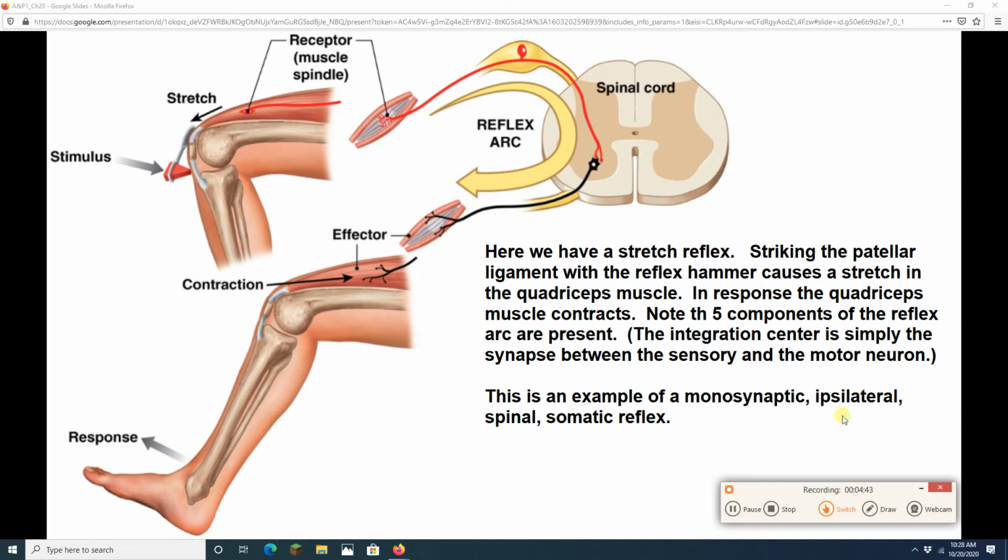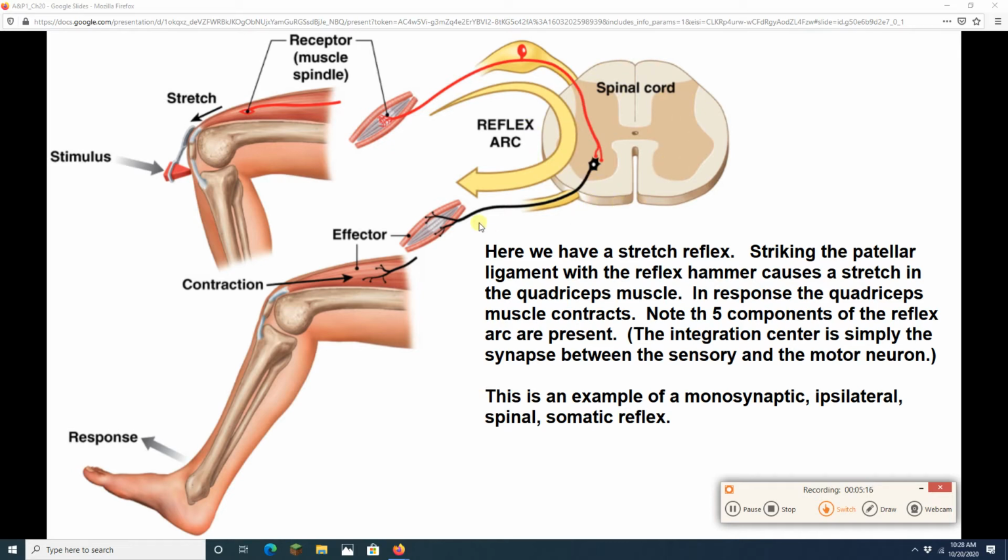This is also an ipsilateral reflex. Ipsilateral means on the same side. Okay? The stimulus and the response are on the same side. You hit your right patellar ligament, your right knee is going to extend. Ipsilateral reflex. Now, this is also a spinal reflex because our integration center was located in the spinal cord.